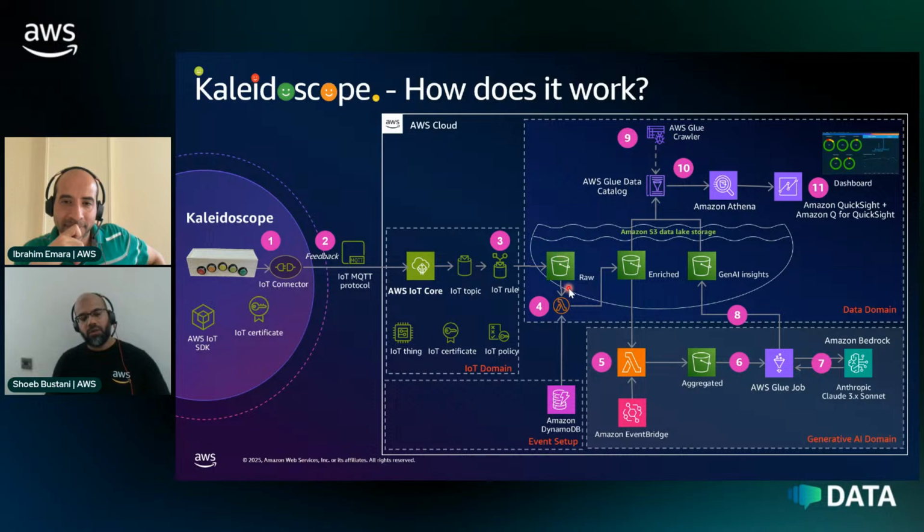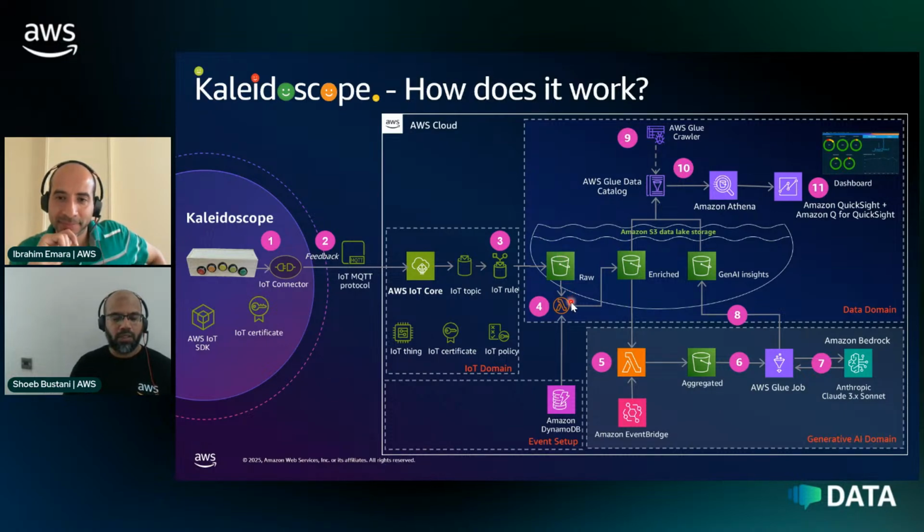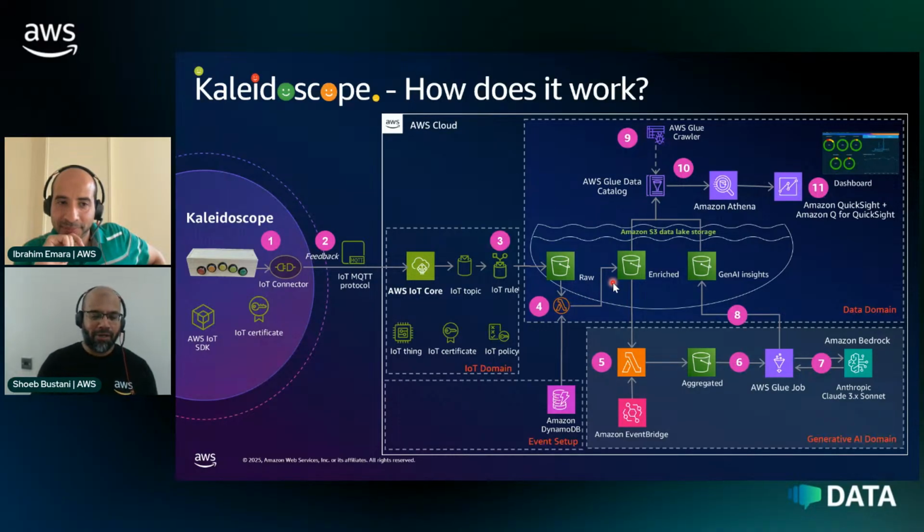Once it reaches the raw bucket, we have this S3 event notification, which invokes a Lambda function where it gets enriched. It also acts as an exclusion filter. For example, when we were configuring things at the London Summit, we didn't want that to be counted. So this is where it filters the data as well.